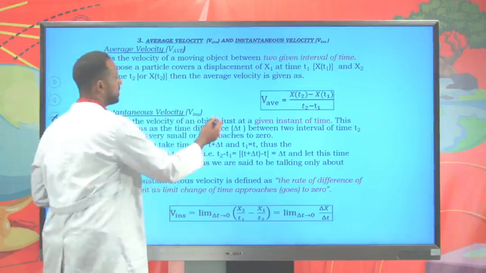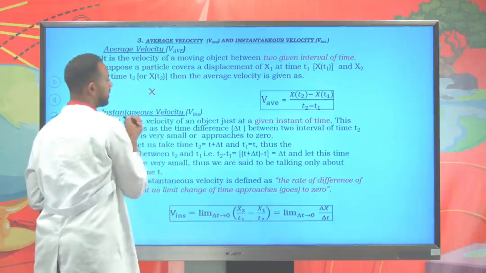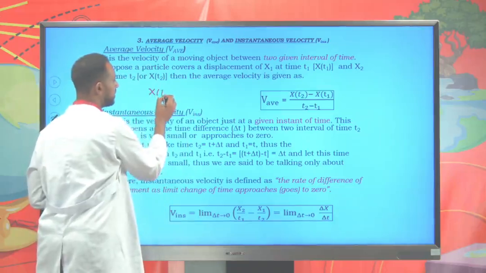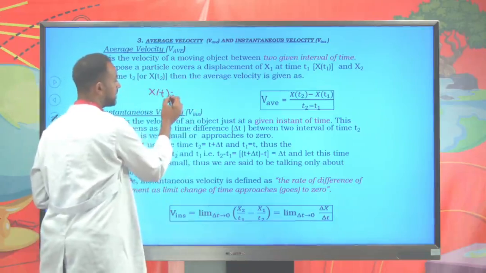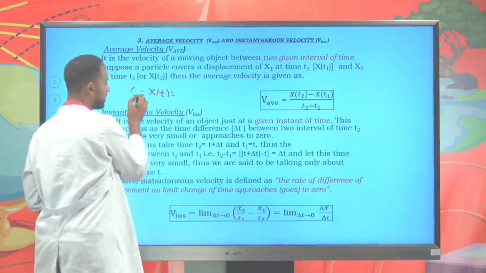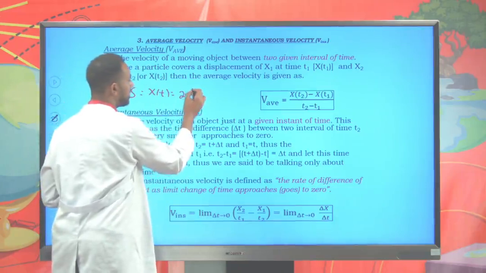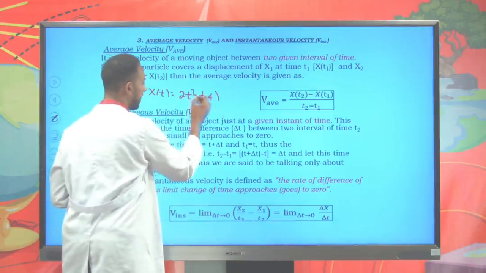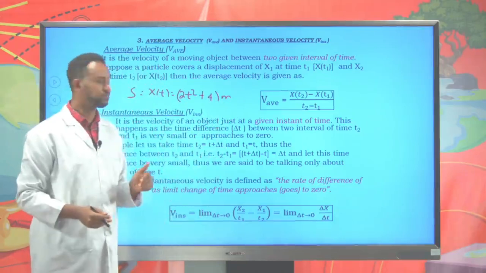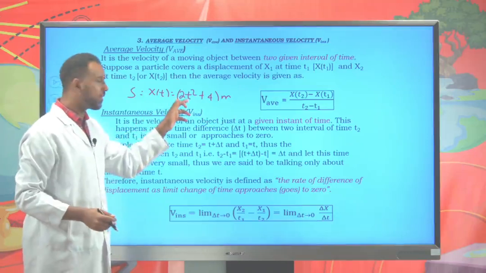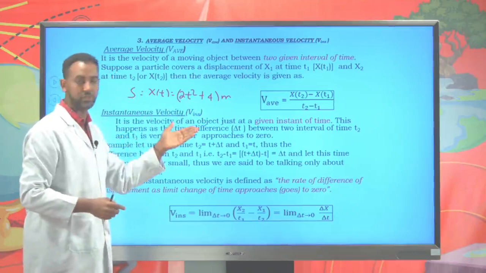Suppose we are given a displacement that is dependent on time t. Let's say that x, or you can say s, that is displacement, as a function of time t, is 2t squared plus 4, in meters. This is the displacement as a function of time t. So, as time varies, the displacement of the moving object or the particle also changes.